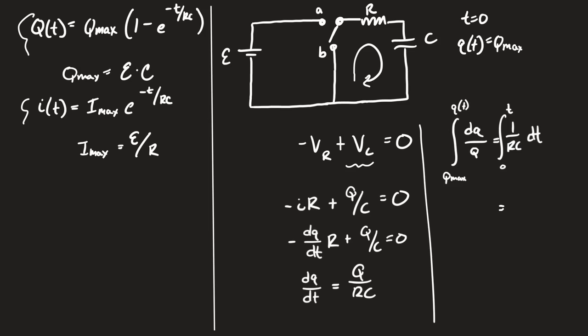The right side's pretty easy. It's still going to be t over RC. We're kind of expecting to see that. But the left side, it's going to be that logarithm. So I'm going to get the logarithm of Q from Q max to some Q in the future.